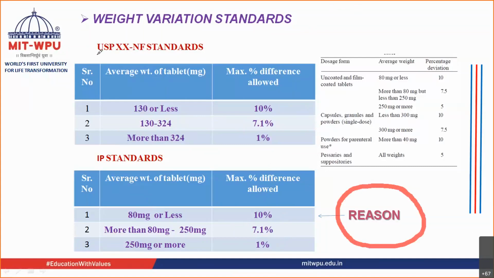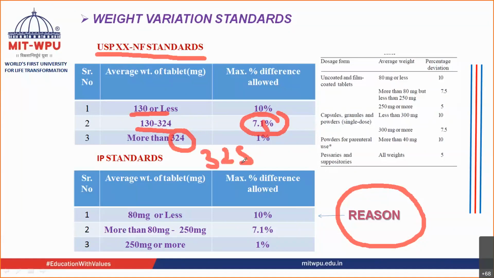Let us study the USP standards. If it is 130 milligrams or less, then the percentage deviation is 10%. If it is 130 to 324 milligram, it is 7.5%. Again, I have made a mistake over here; it is a typographical mistake. If it is 325 milligram and above, then the percentage variation allowed is 5%. So these are the weight variation standards as per USP.